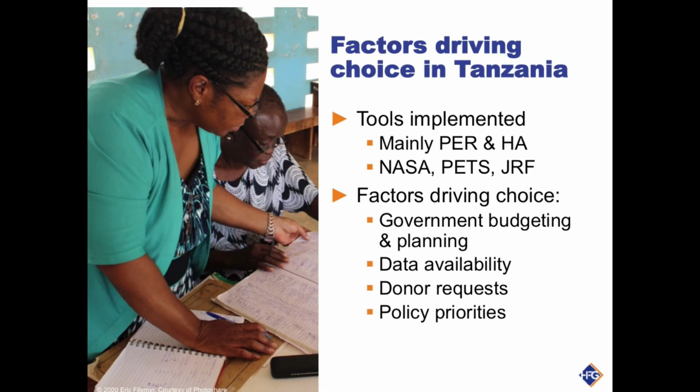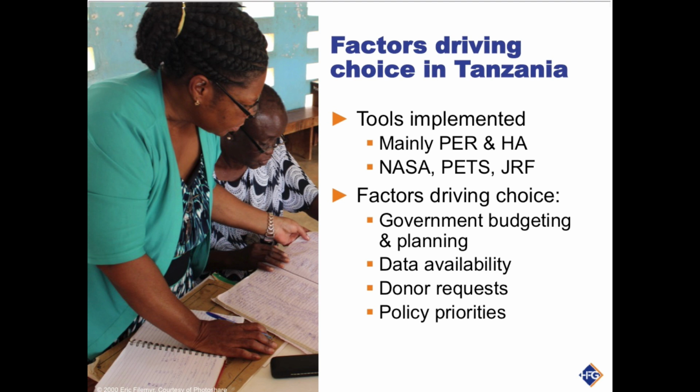I'm going to start with the first question. Could you please start by telling us which resource tracking tools have been implemented in Tanzania and what factors led to choosing these? Okay, thank you, Shipra, and hello, everybody. In Tanzania, we have been implementing the public expenditure review. We are doing the national health account, the NASA, but also we have done PAIDS at some time.